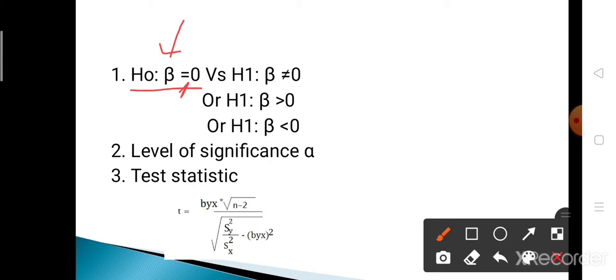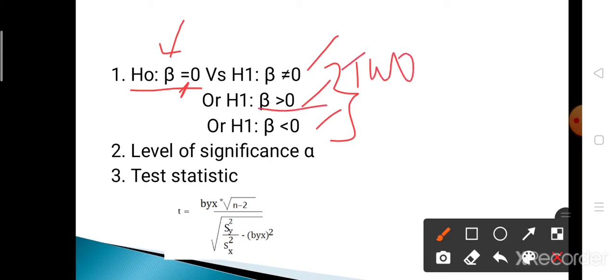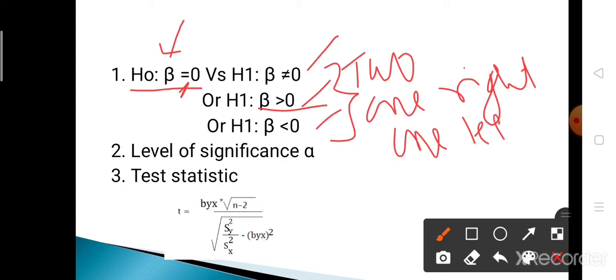H0: beta is equal to 0 versus the alternative hypothesis. There are three cases of alternative hypothesis. The alternative hypothesis means the hypothesis which is opposite to the null hypothesis. First is not equal to, then greater than and less than. If beta is not equal to 0, it is called a two-sided test. If beta is greater than 0, it is called a one-sided right test. And if beta is less than 0, it is called a one-sided left test.